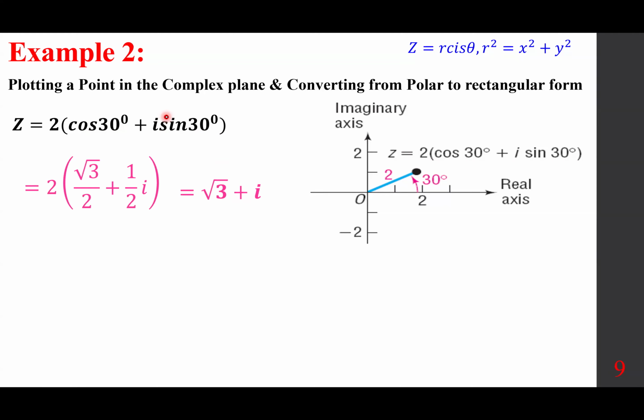So first, how do you graph this? 30 degrees. And then how many tick marks? r units, 2.